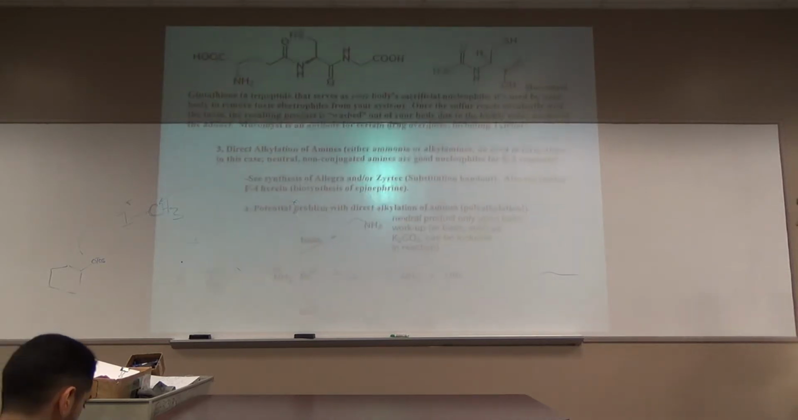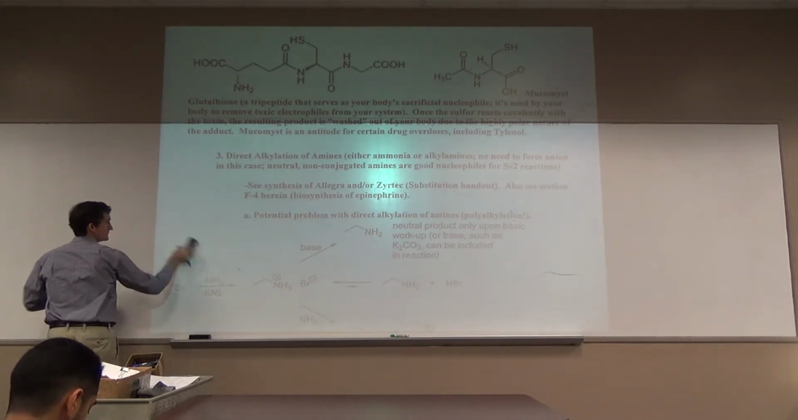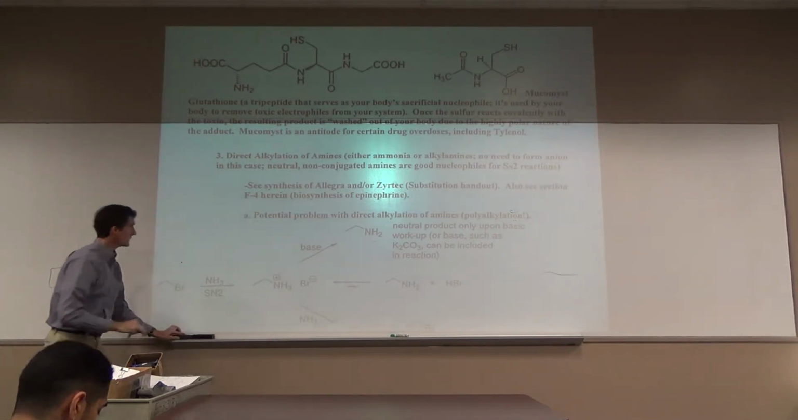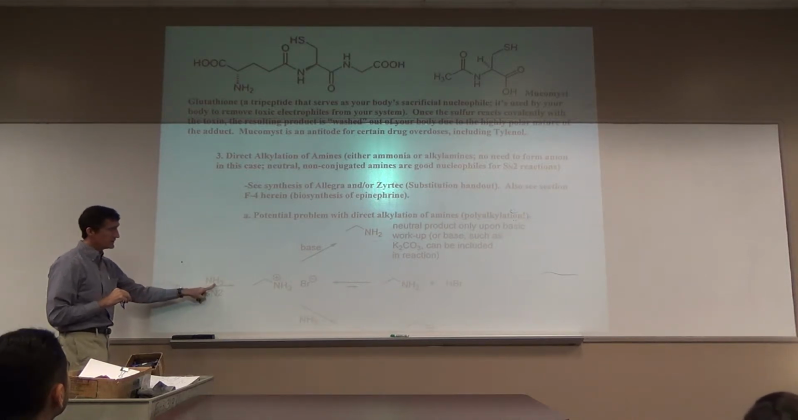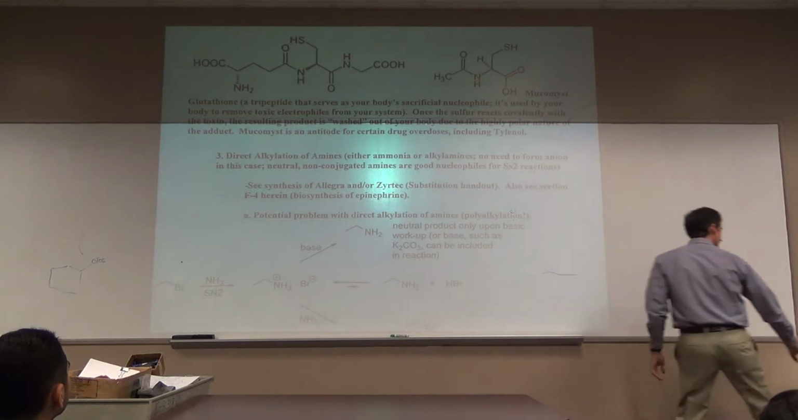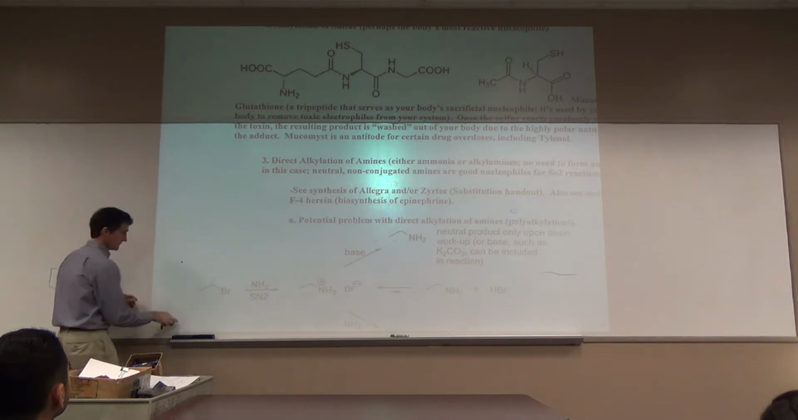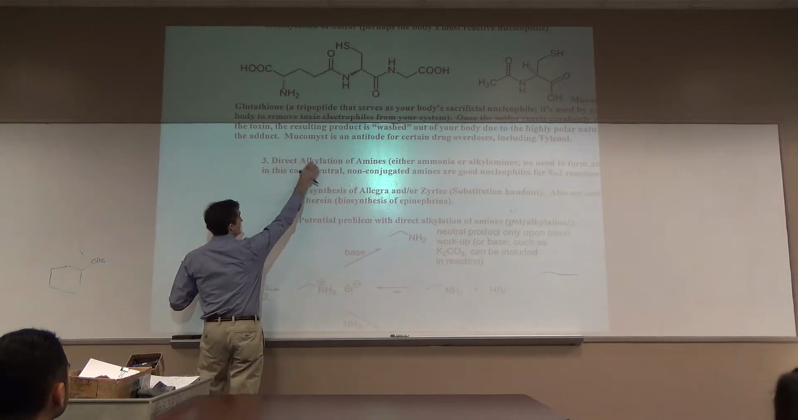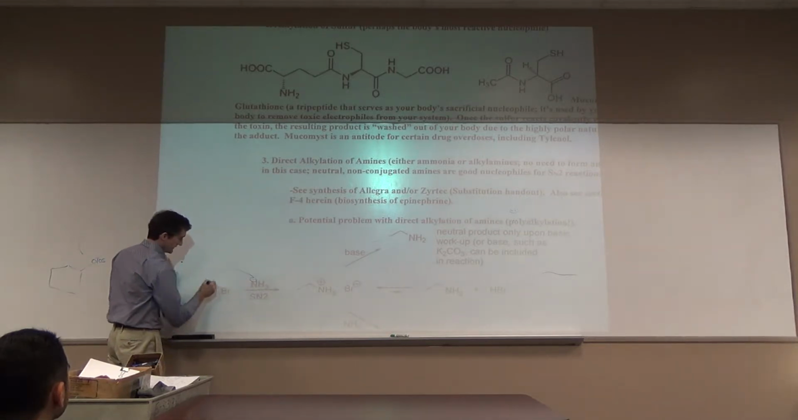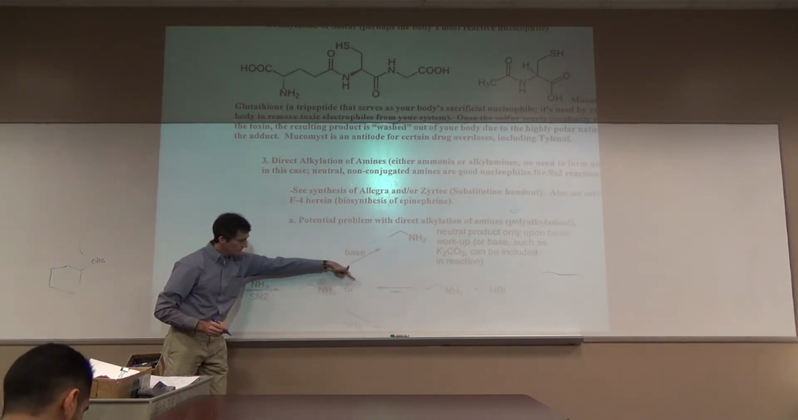What about nitrogen? Well, a neutral sp3 nitrogen is a good nucleophile, right? The simplest nitrogen would be ammonia, NH3. It can do an SN2 because it's considered a strong nucleophile. Ultimately we're going to call this a direct alkylation. These electrons come in here and kick off the leaving group. What does this give? It would give this here.